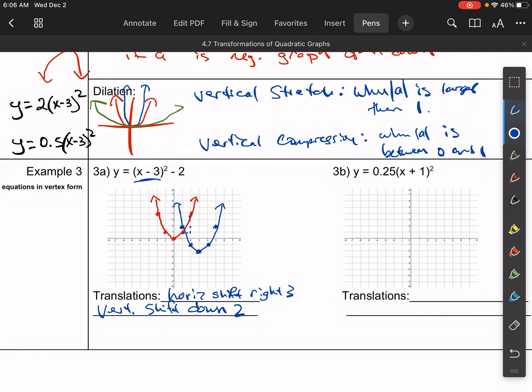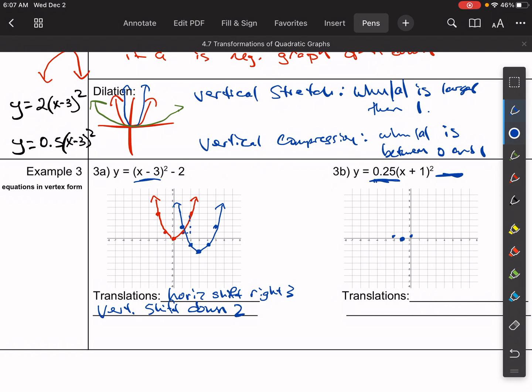Okay, for 3b here, notice I don't have a k value out here. So the vertex happens at negative 1, 0. It happens right here. And then from there, every piece is going to be a fourth of what it was. Where I was at 1, 1, now, if I was at 0, it would have been at 1, 1/4. So in this case, I'd be at 0, 1/4. Okay, so it's kind of like that.